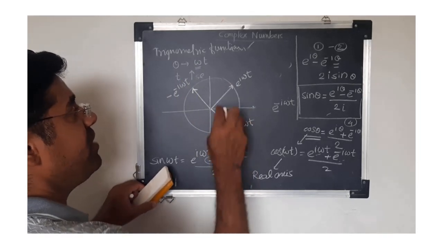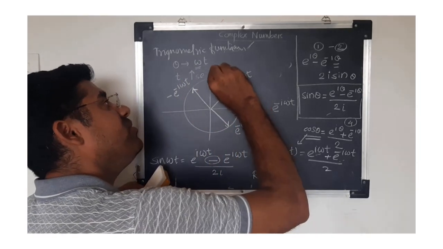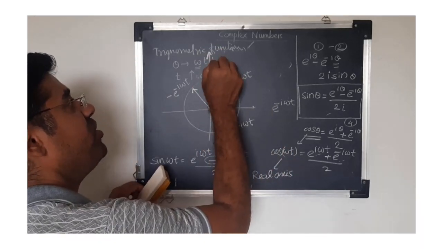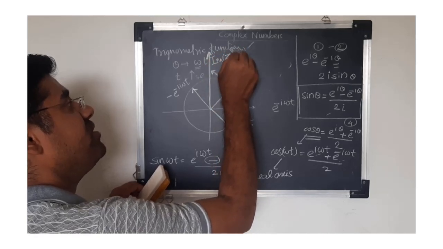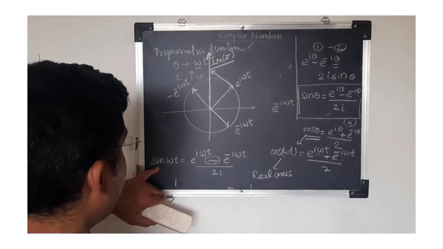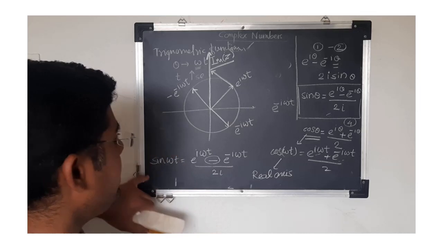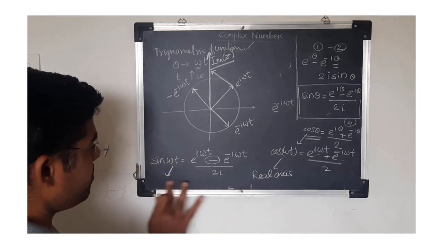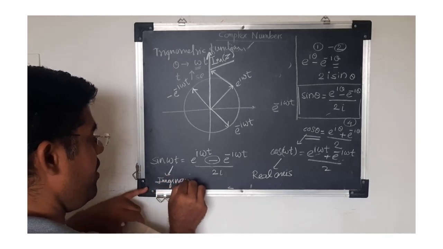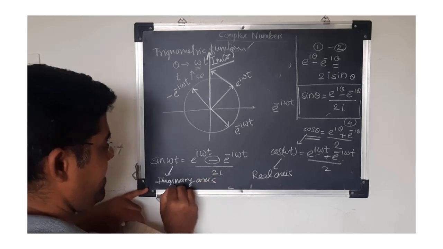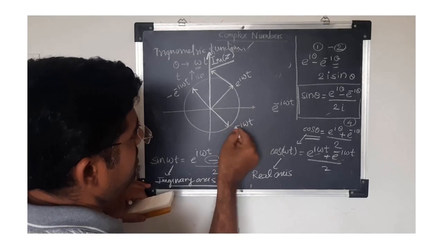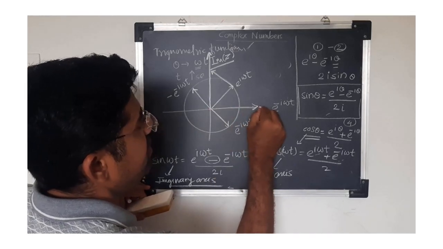Then we can find the parallelogram of this, and the resultant becomes along the imaginary part of the complex number. So for sine of omega t, the oscillation takes place along the imaginary axis. In the cos case, the resultant oscillation takes place along the real axis.